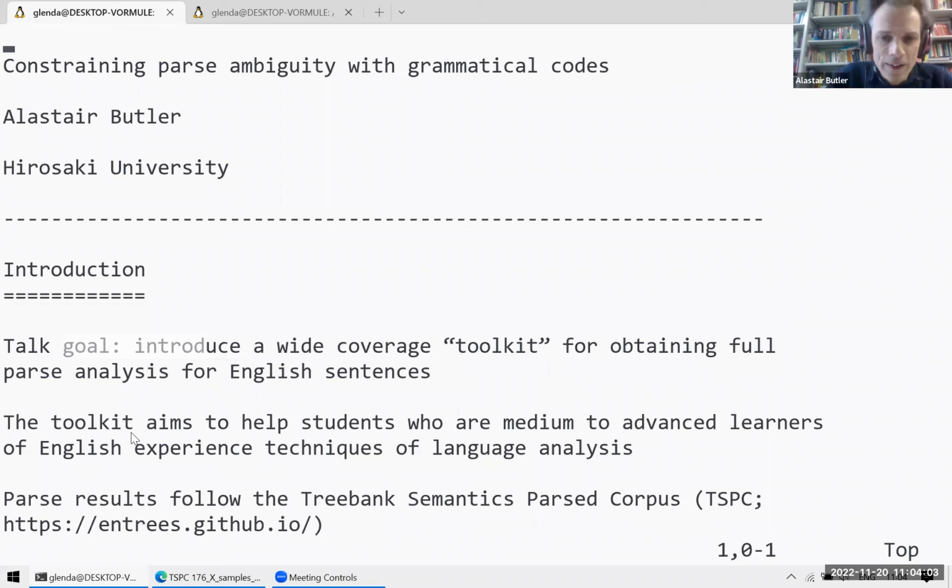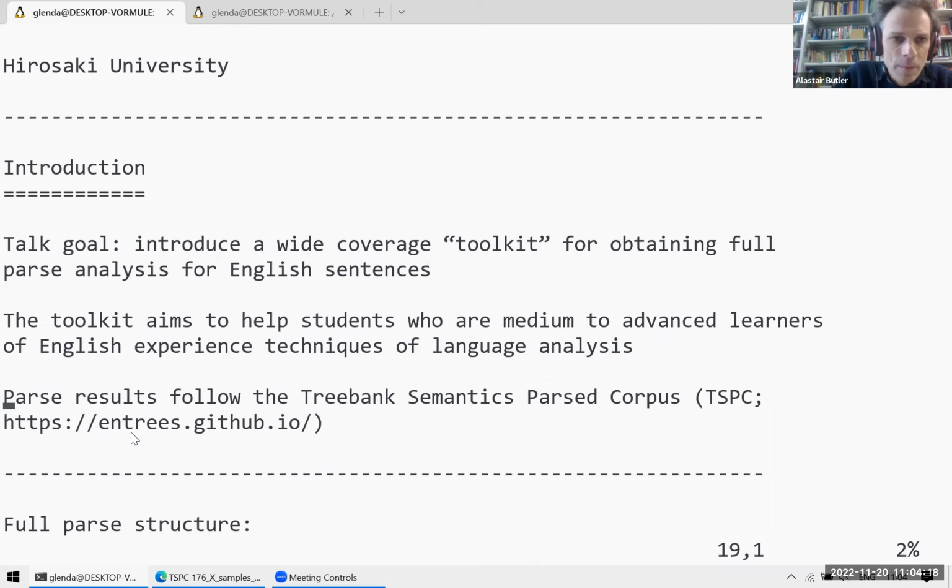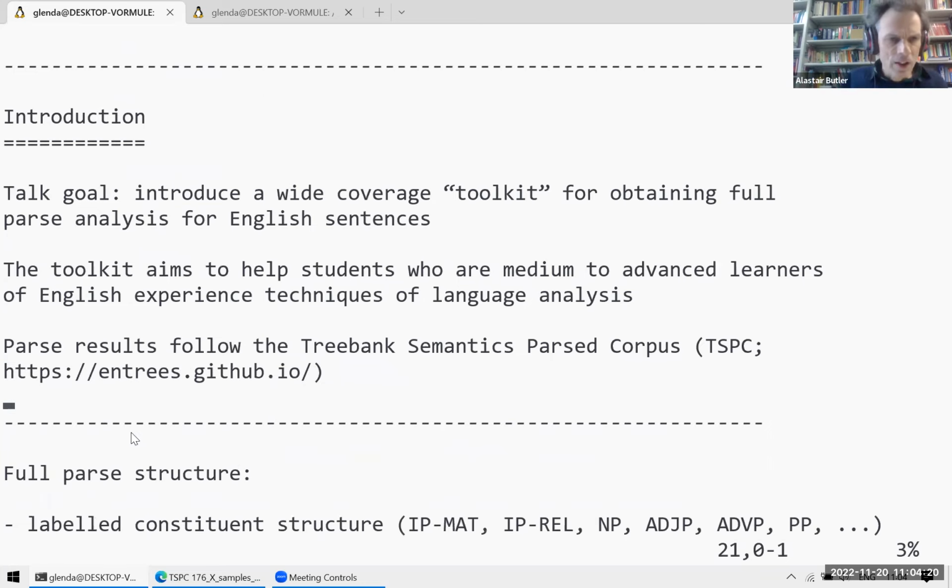Okay, so I'm going to be talking today about constraining parse ambiguity with grammatical codes. And my name is Alastair Butler. I'm working at Hirosaki University. So here's the introduction that I have.